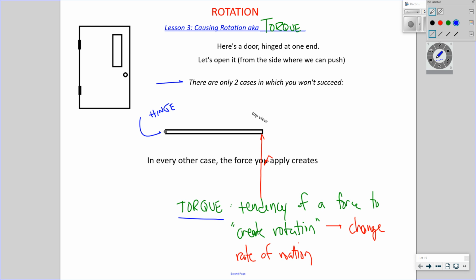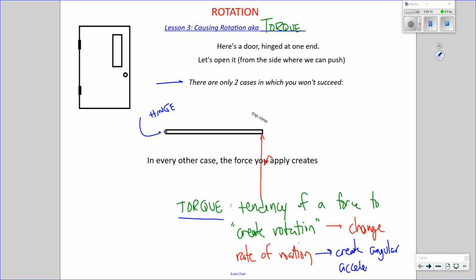So I'll even put that down now. Now we can get to the real definition. So torque is a tendency of a force to create angular acceleration. Much in the same way that a force, a regular old force, can cause linear acceleration or translational acceleration. Torques can create angular acceleration.